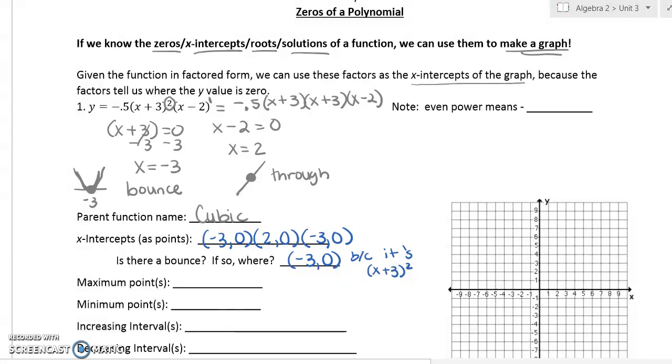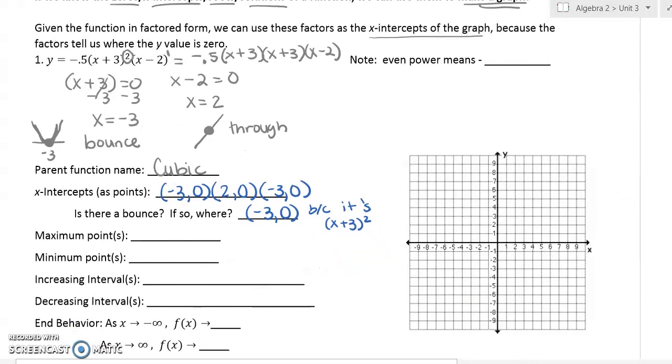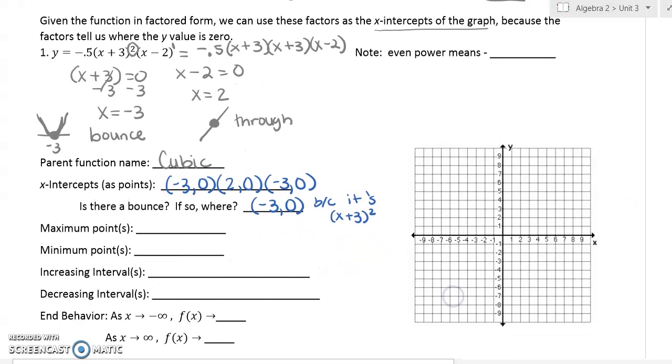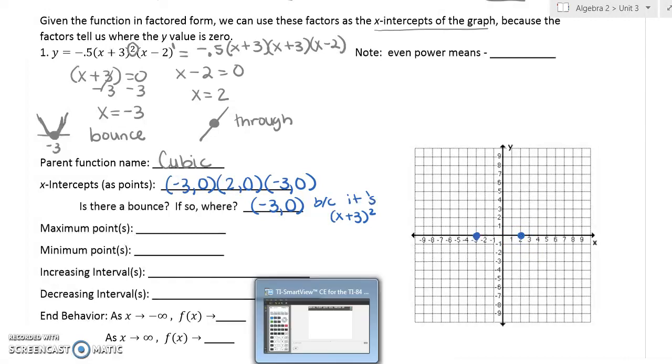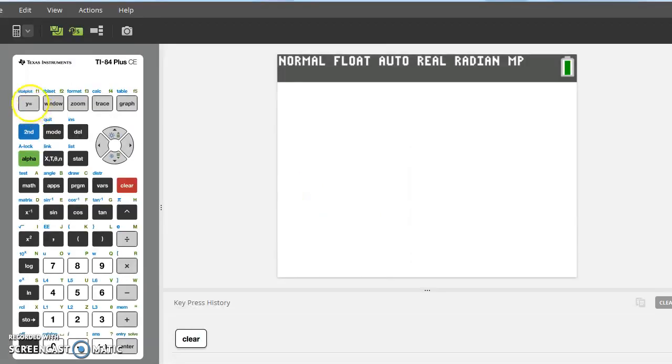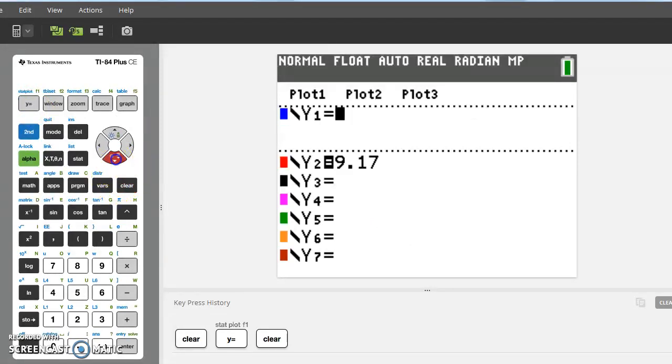We are going to go ahead and find the maximum, the minimums, and increasing, decreasing, so we'll utilize our calculator for all of this. But for right now, let's go ahead and plot our points. We have an x-intercept at negative 3, 0, and one at 2 comma 0. So that's all we know so far. Now let's go ahead and see what it looks like on the calculator. So I'm going to go to y equals, and I'm going to type in the equation that I have.